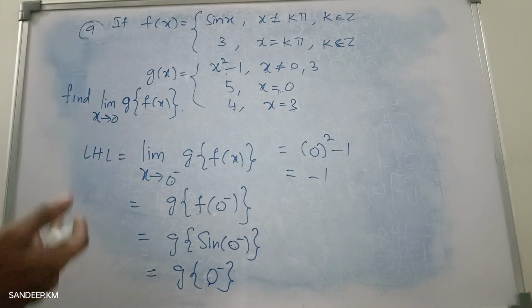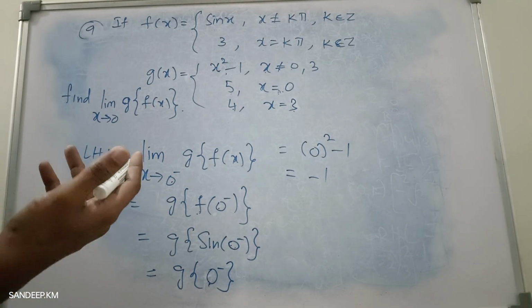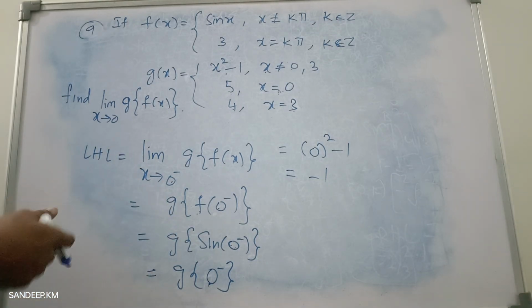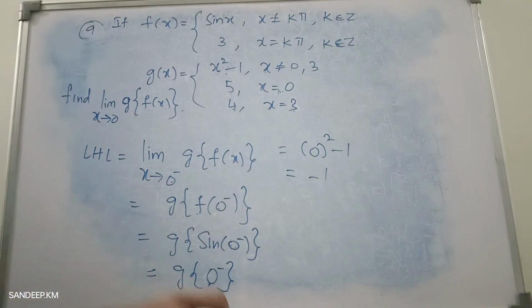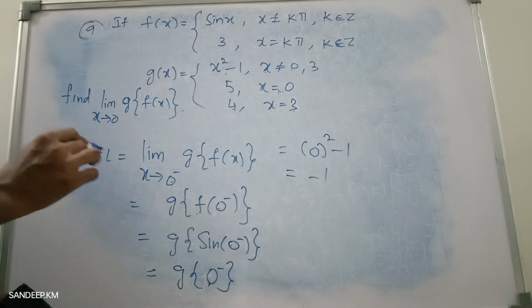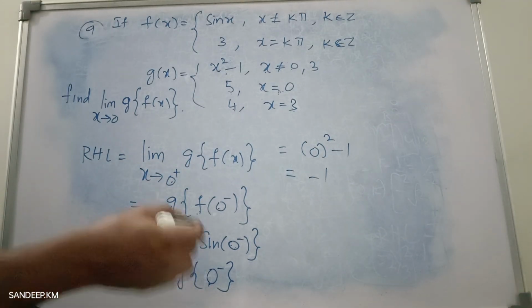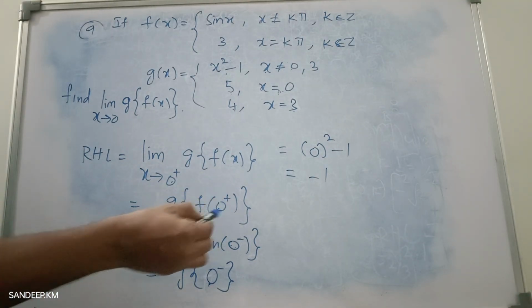Now dear students, can you find what is RHS? Will you try it? Obviously. So first of all, pause the video and try it yourself and check the answer. Anyhow, I will explain in the same figure itself, in the same solution itself. I am going to find RHL also. So for RHL, we will take x approaches 0 plus. That means what? F of 0 plus.